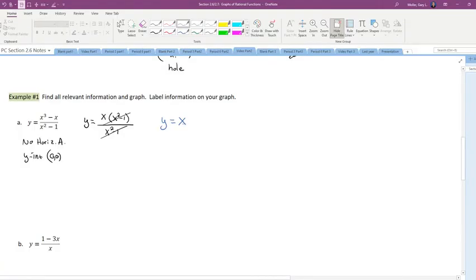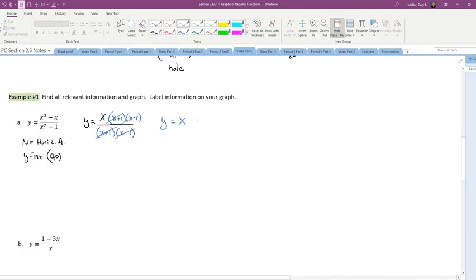Oh, except, you know what I can't do? If I had gone a little bit further, maybe I'll do that. Let me factor the top and bottom completely. The top is going to factor into x squared minus 1, which is x plus 1, x minus 1. And the bottom is going to factor into x plus 1, x minus 1. And so they're all going to cancel out, and I get y equals x.